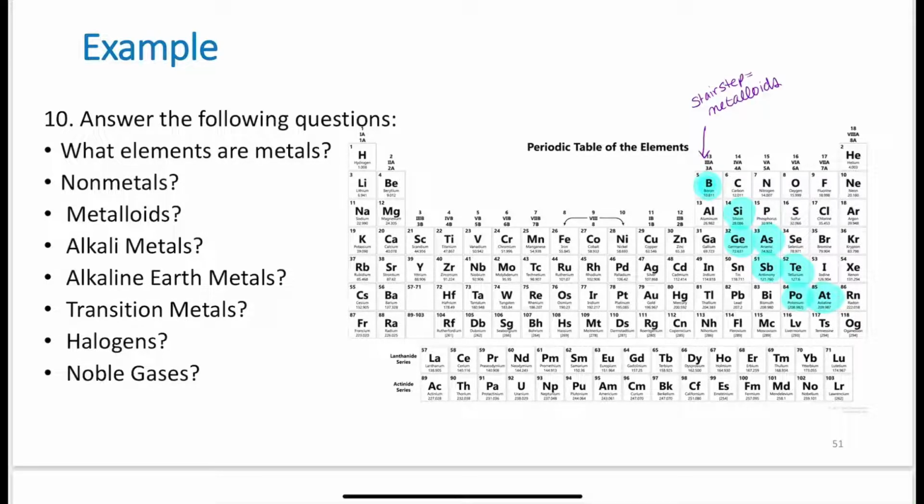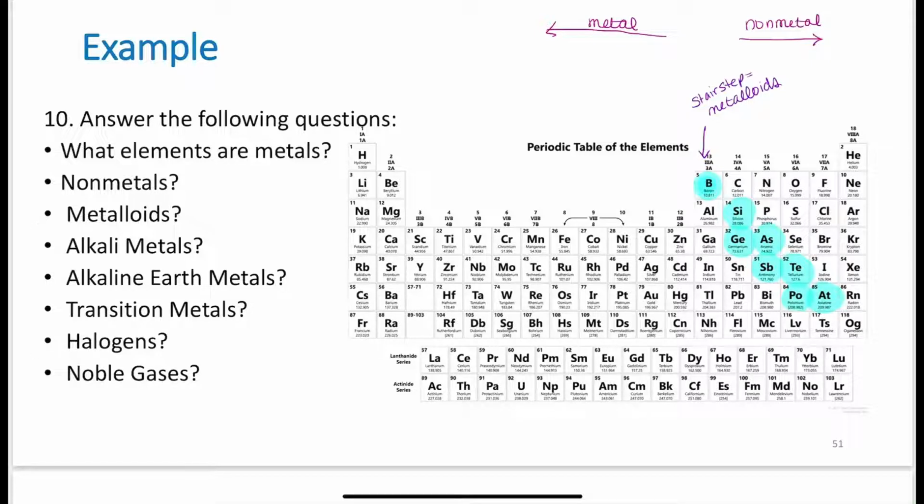Why do I care? Because your stair step separates your metals from your nonmetals. Anything this direction from your metalloids is a nonmetal. Anything this direction is a metal. So the bulk of that table is metals. But you need to be able to recognize where that stair step is. Those, again, are your metalloids, and anything to the right of that is your nonmetals. Anything to the left of that is your metals.